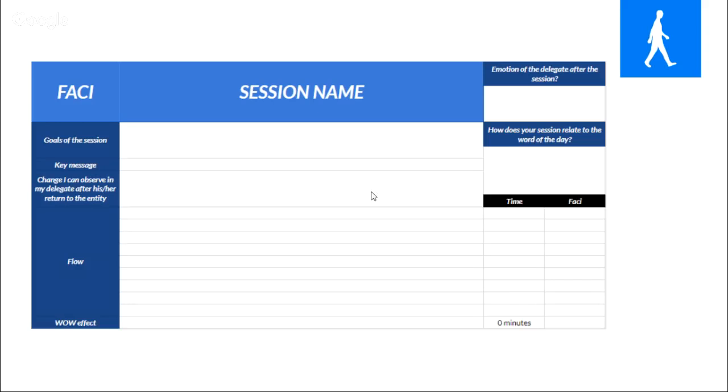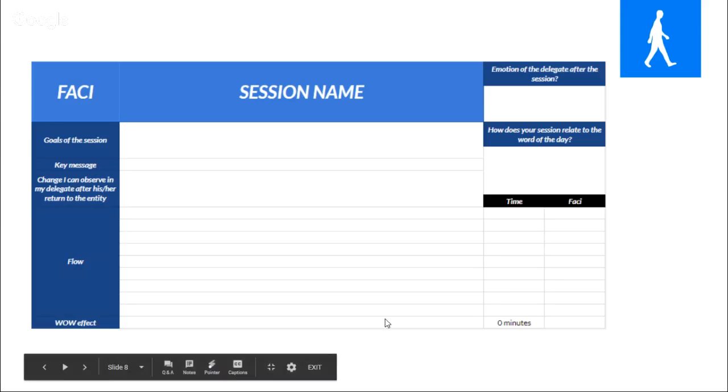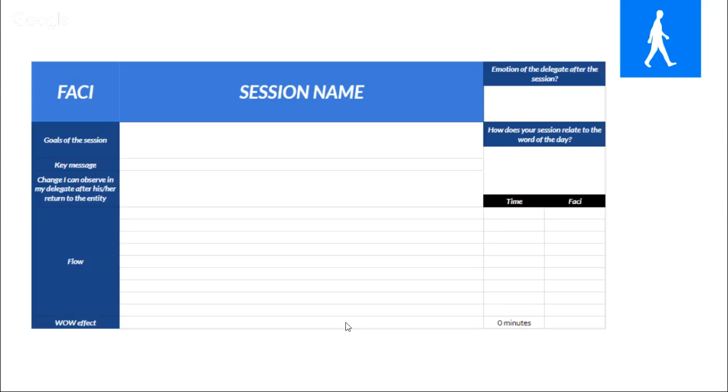In the flow, of course, one can start writing what are the different things that are going to happen in each part of the session. So you can also divide the time here. And there is also an option to add in a wow effect. So what's that one thing that people are going to remember from your session?